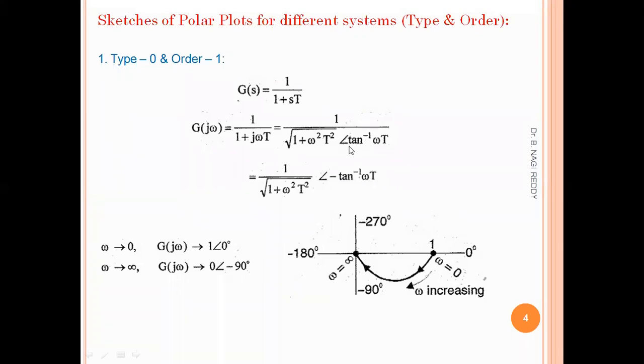So here the tan inverse angle is positive, so if we bring it to the top, then we will get minus. And the magnitude will be 1 by the square root of 1 plus omega squared T squared. So this is the magnitude. With this we will get the magnitude, and with this we will get the angle, right? Now using this data, we need to draw the graph. So how can we draw?